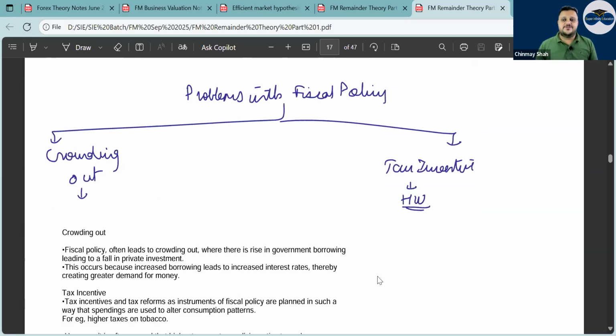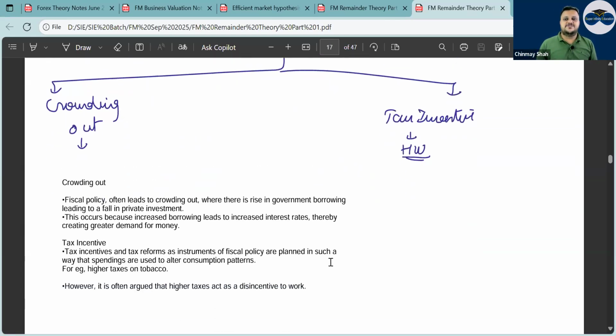The problem with fiscal policy is 2 problems. One is crowding out and one is tax incentive, correct? Crowding out is very simple. Generally, the risk-free rate is lower and the return from the market is higher. But if the government starts giving a higher return on the risk-free rate, a lot of people will switch money from the equity market to government securities, and it will lead to crowding out of people from the market to the government securities.